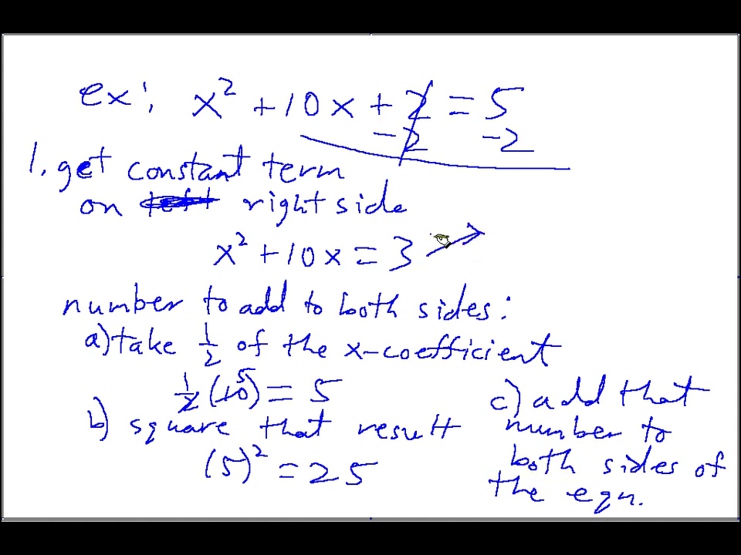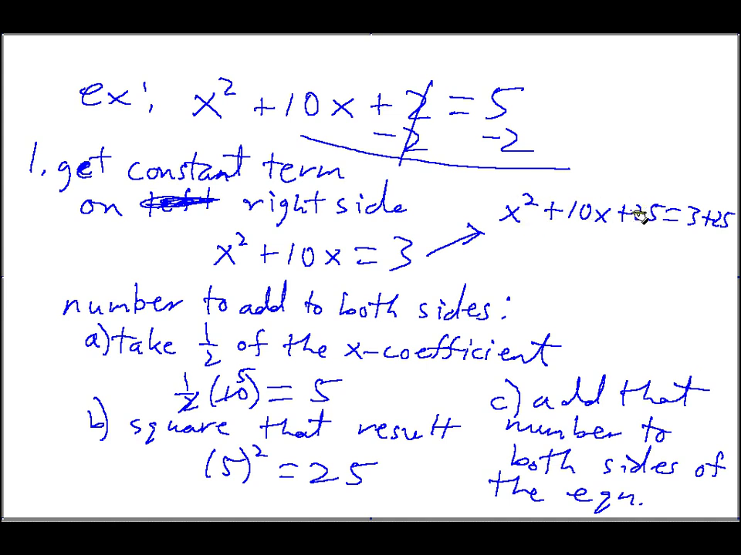So this equation becomes x squared plus 10x plus 25. I'm adding 25 to the left-hand side, but I have to add it to both sides, otherwise I'm changing the problem. You need to keep the equation balanced. You must add the same number to both sides. So x squared plus 10x plus 25 is equal to 3 plus 25. I'm not changing it, I'm just adding the same number to both sides. But look, x squared plus 10x plus 25, that's a perfect square.